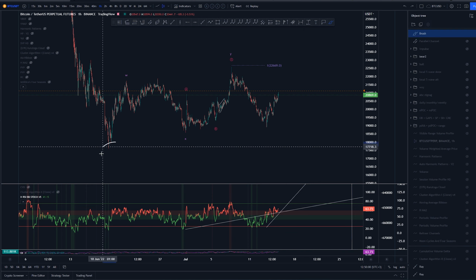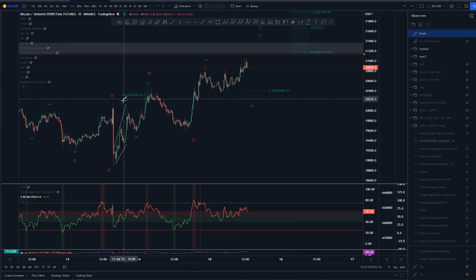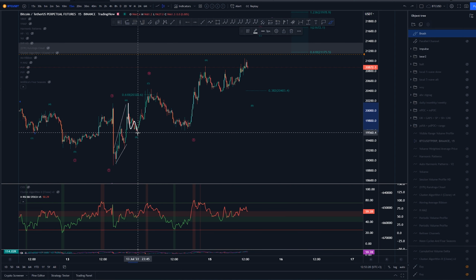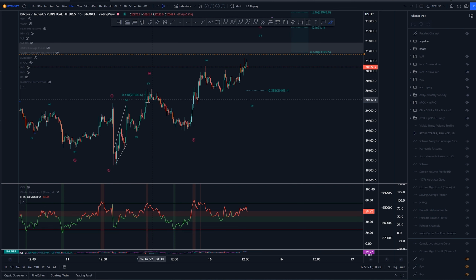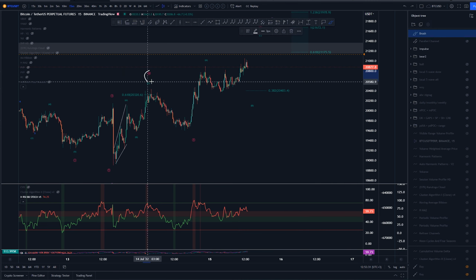Since the lows we've had this kind of structure in which, if I go into smaller detail or smaller structure, we could be saying that we have some kind of 1, 2, 3, 4, 5 into an A wave, then a 3-wave pullback into wave B, and then again 1, 2, 3, 4, and 5 into wave C. So overall A, B, and C into a W wave.